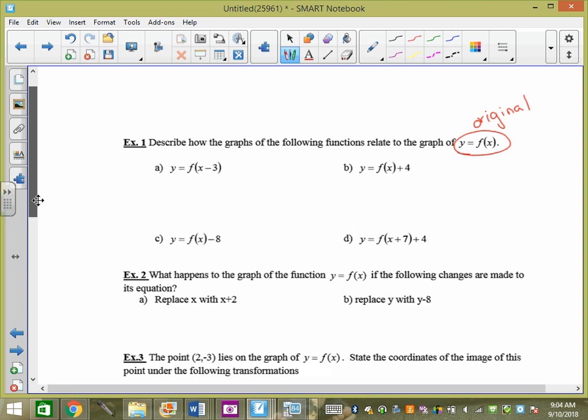Okay? All right. So here we have y equals f of x minus 3. So it's in the bracket with it, is it not? So is it a horizontal translation or a vertical translation?